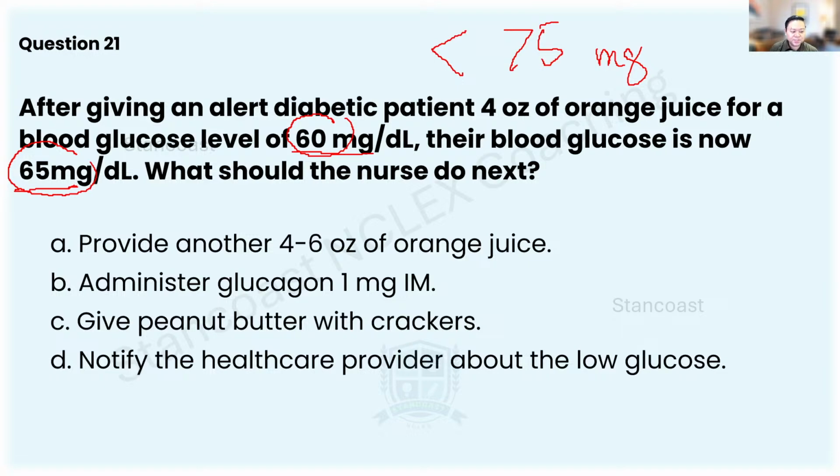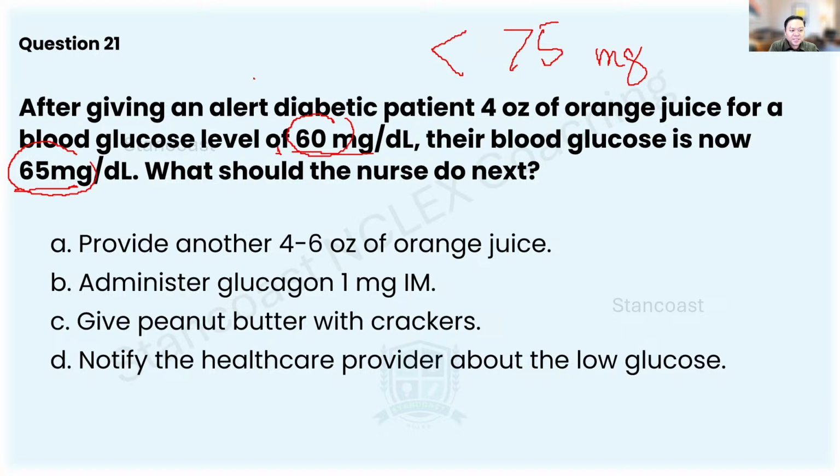All right, let's do the rationale. Yesterday's case was totally different, guys. Please take note. That was a totally different case. The use of the peanut butter yesterday was actually to evenly stabilize the patient's sugar. It will not cause an elevation because it's already in that safe range. But this time, our patient's blood sugar is still low, hypoglycemia.